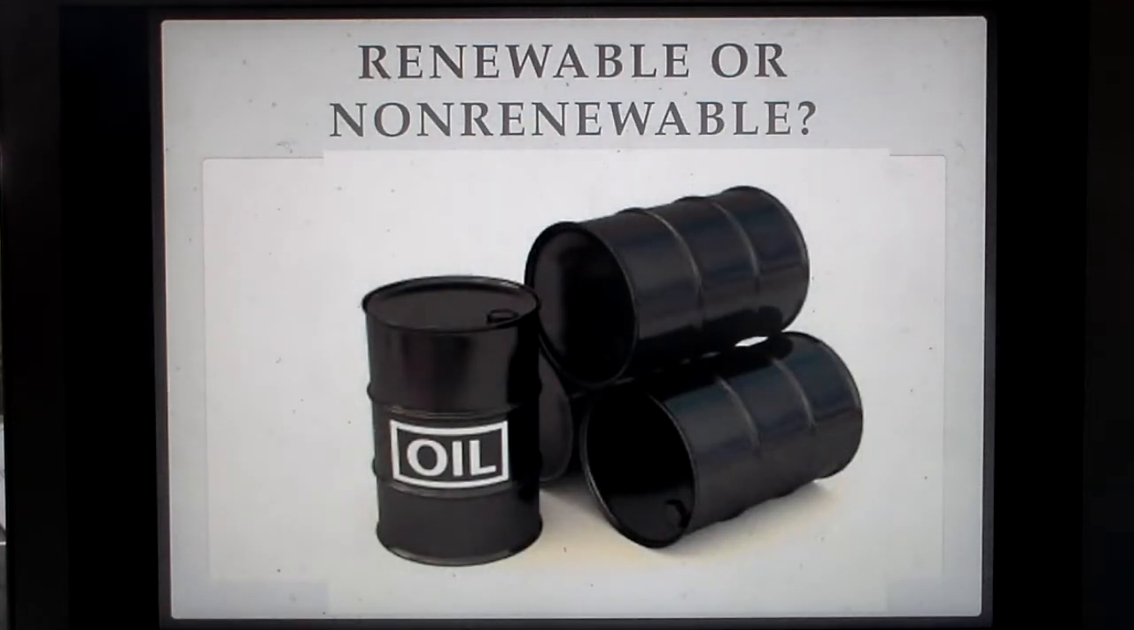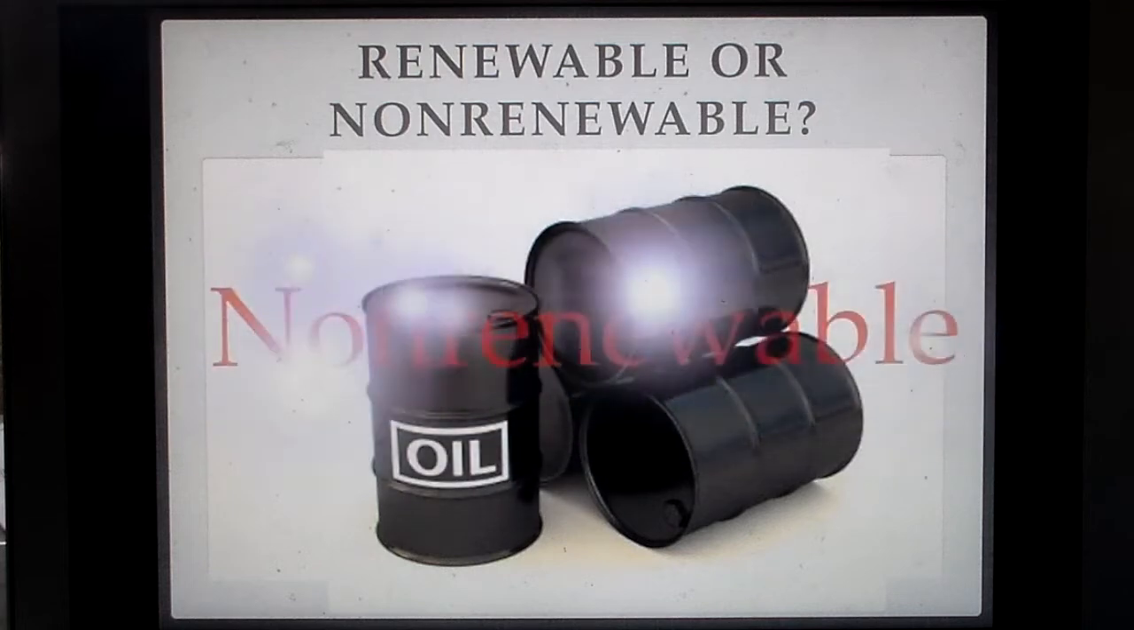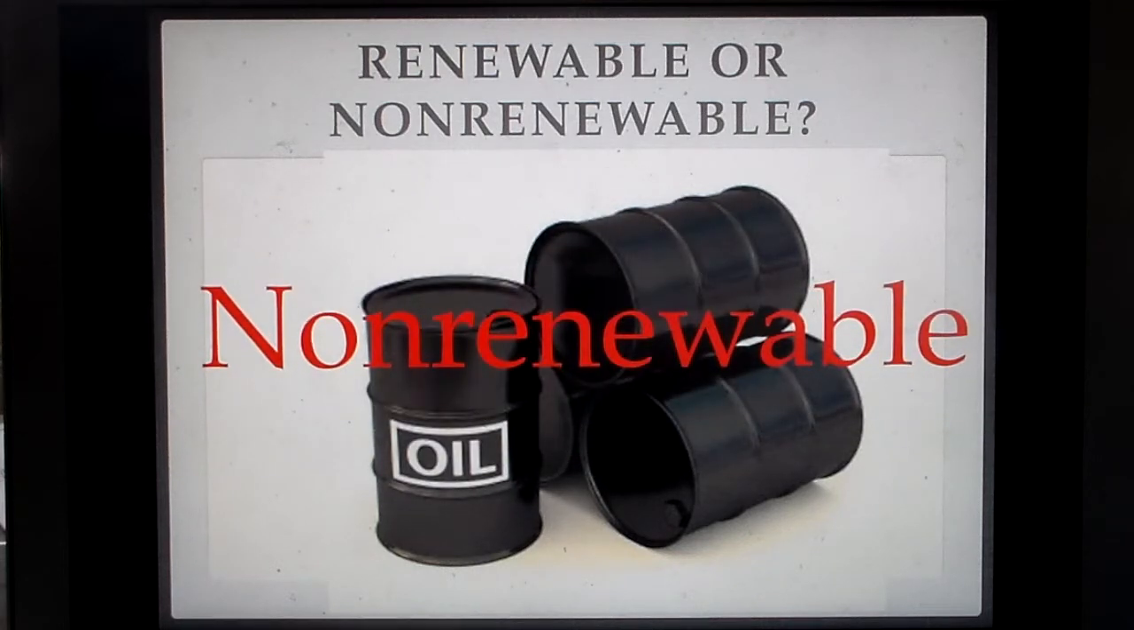All right, our next one, oil. So oil, the liquid fossil fuel that we dig out of the earth, is that renewable or non-renewable? Hope you remember that this was mentioned earlier in the lesson. It is non-renewable because it takes millions and millions of years for dead and decayed plant and animal materials to be cooked and smushed and turned into oil. So it is non-renewable on human timescales.